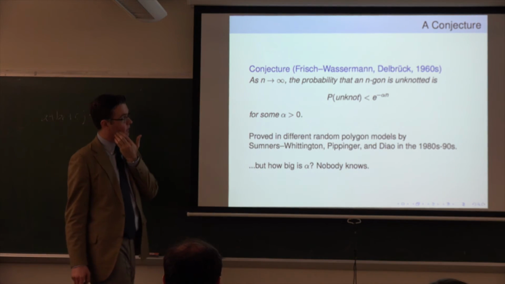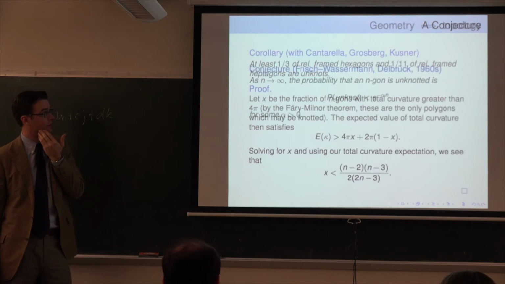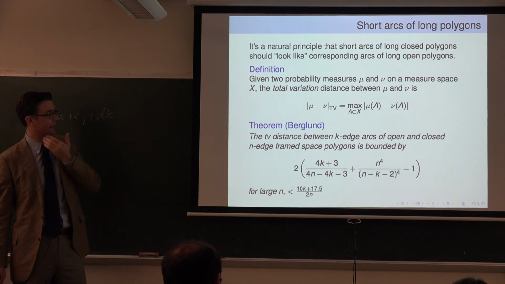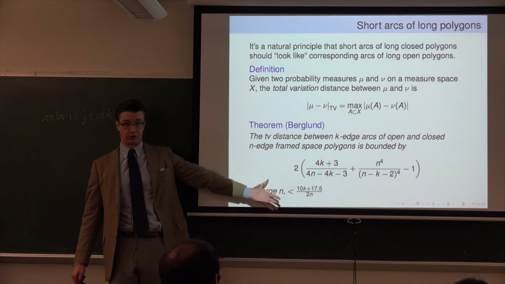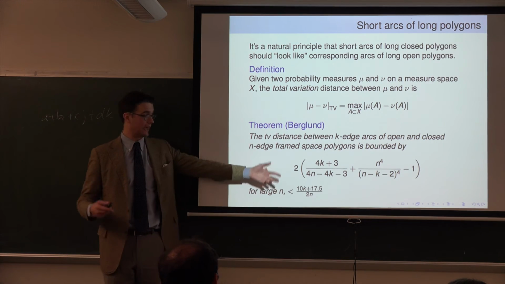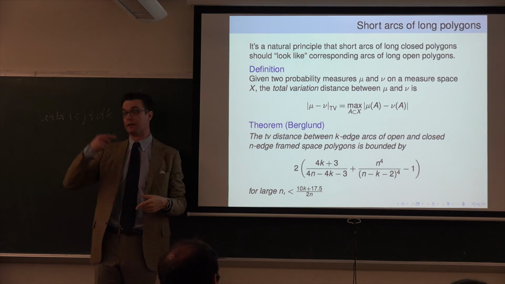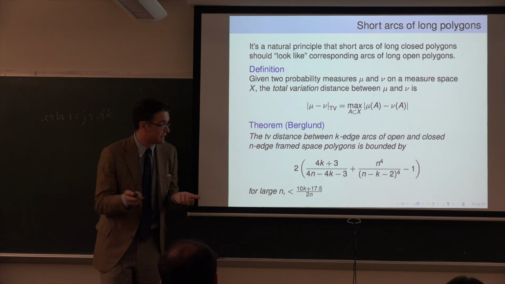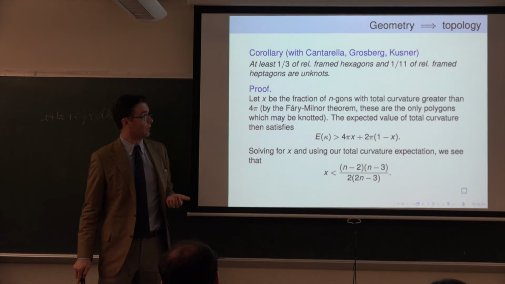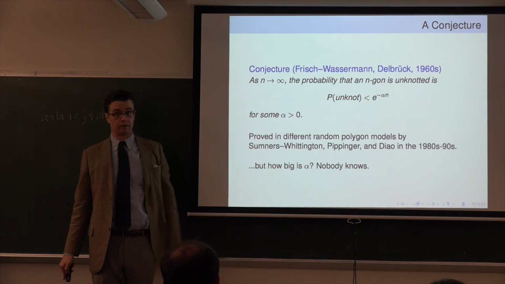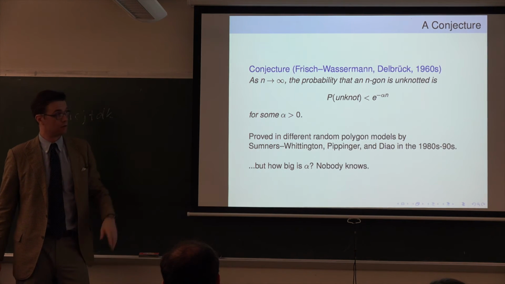But the hope, and maybe one of you can actually do it, is to take a theorem like this or maybe a stronger theorem and soup it up to actually get explicit, quantitative bounds on what the alpha should be, at least in this particular model.